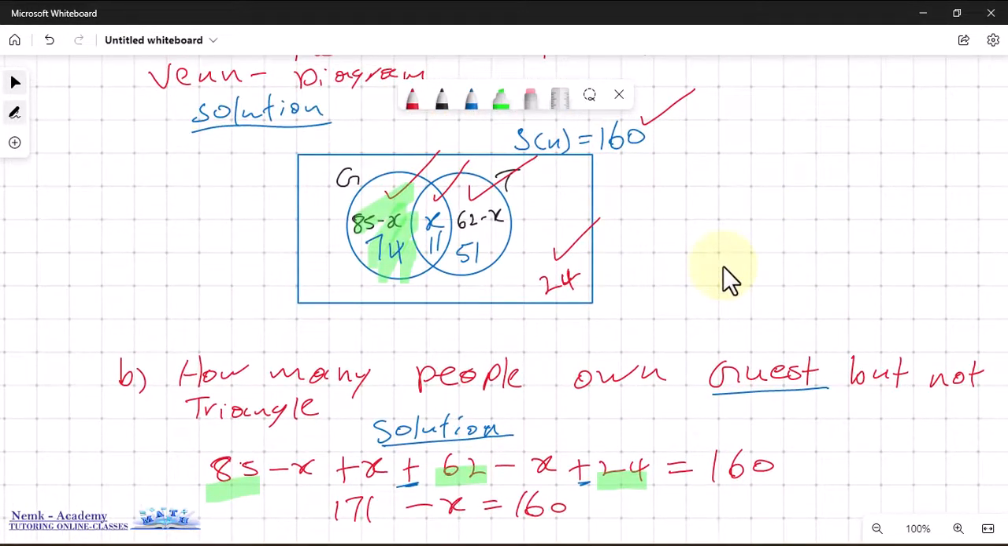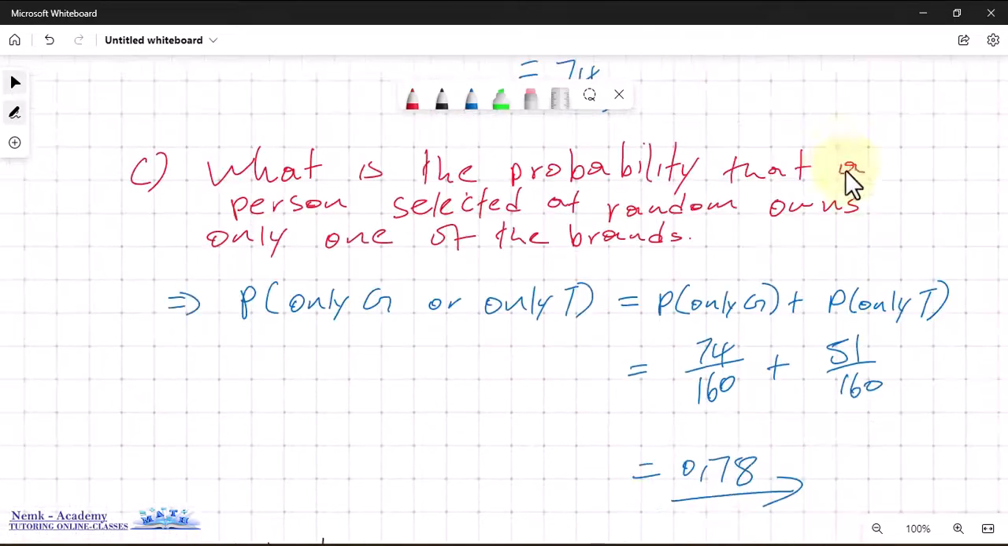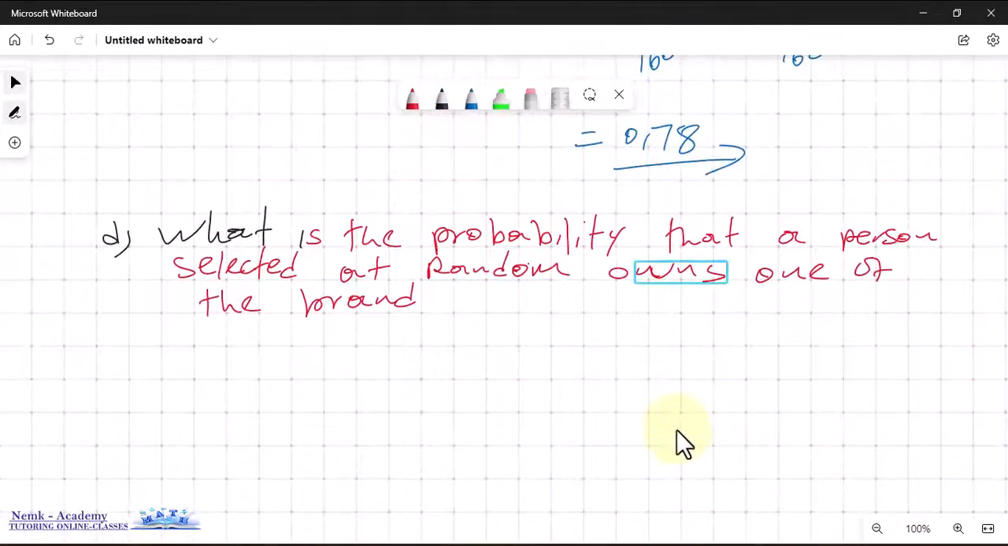Okay, so if we look here, we have 74 people who own Guess only. We have 11 people who own Guess and Triangle. We have 51 people who own Triangle only. And the question here is looking for the probability of people who own one of the brands. It means you can own one or both. Therefore, the answer here will be very straightforward for number D. Probability of what? Of G or T, Guess or Triangle. Is that okay? Because you are owning one of the brands.